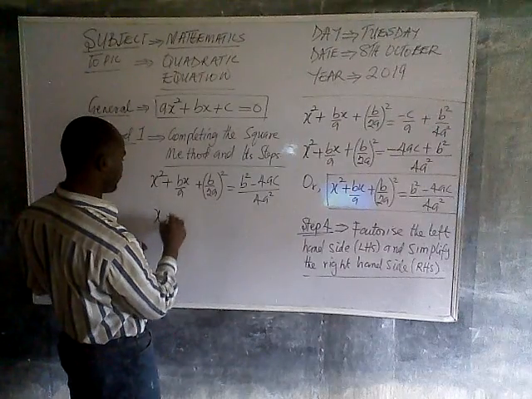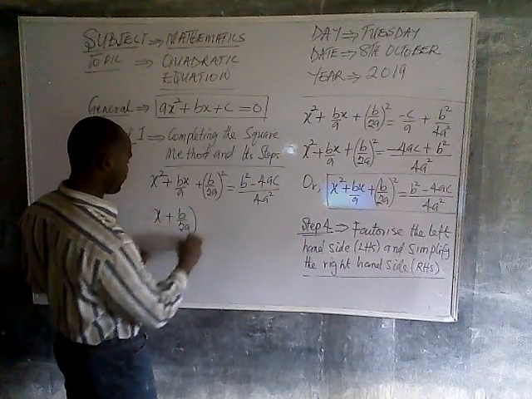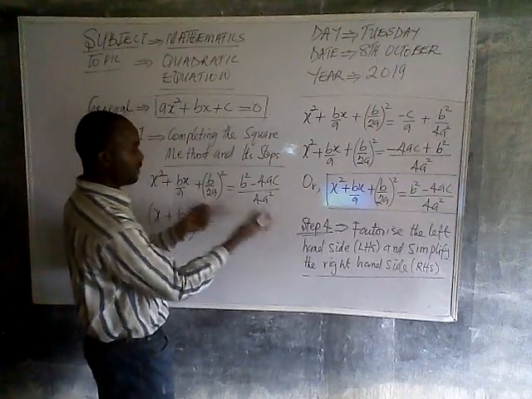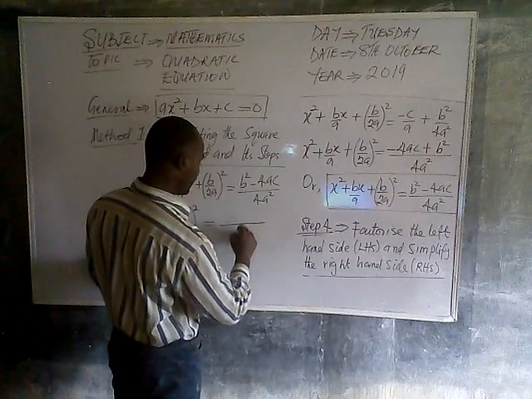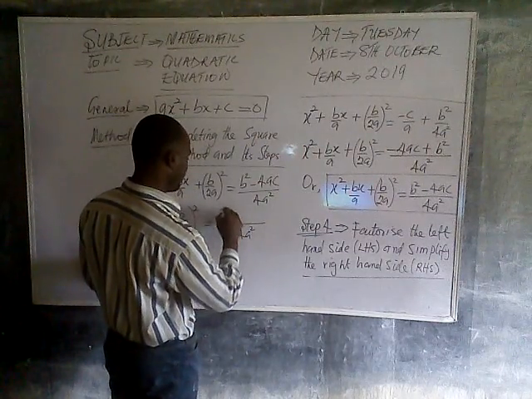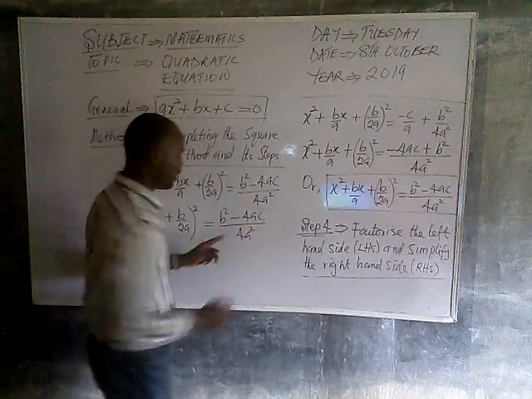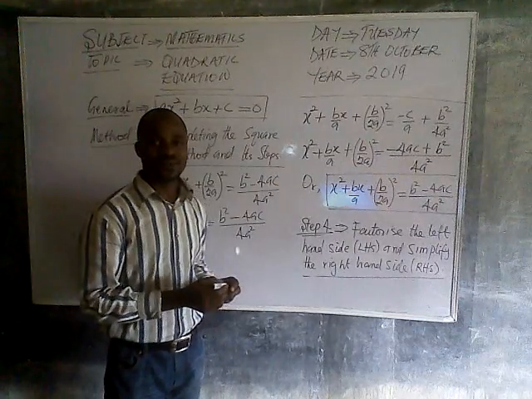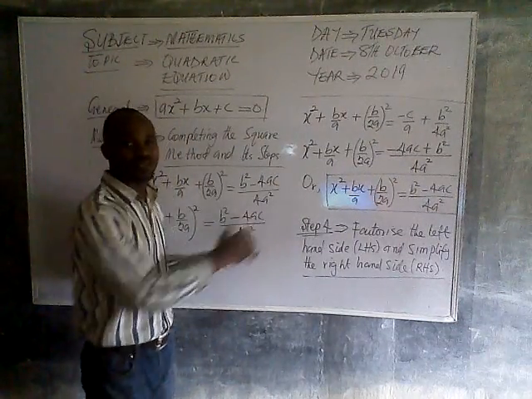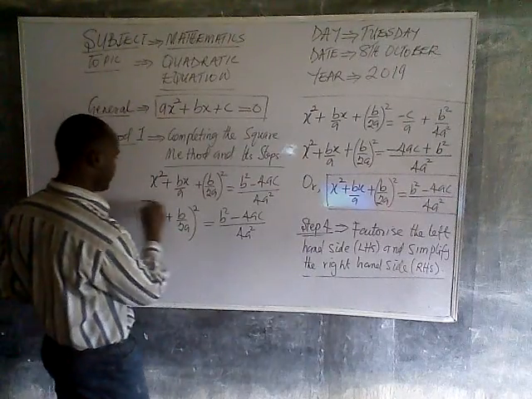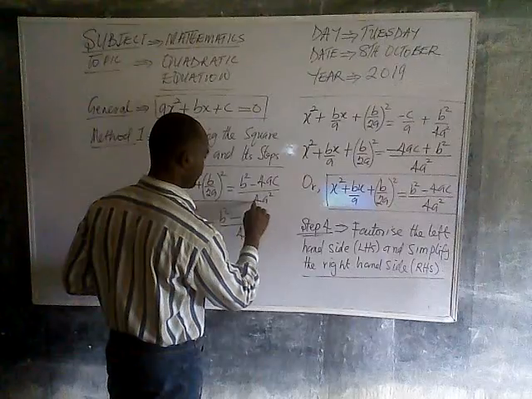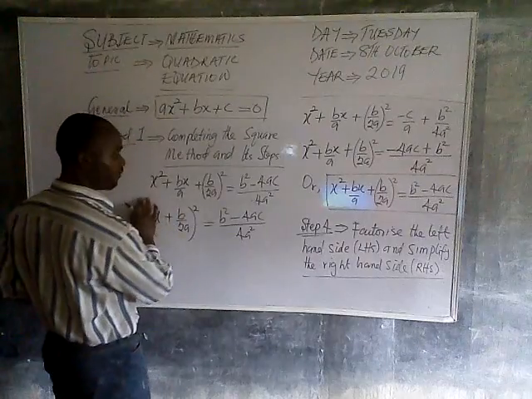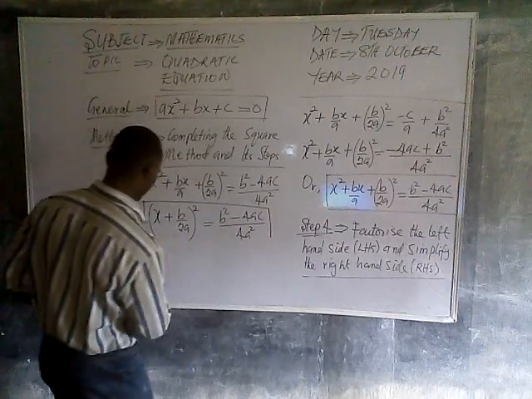Plus b over 2a. The left hand side is being factorized. The simplification on the right is very simple. It's already simplified, so we don't need to go back to it again, because b squared minus 4ac over 4a squared was simplified at the last point of the instruction on step 3. So the right hand side is already simplified, and we just put it down like that. So this is the final point of the instruction on step 4.